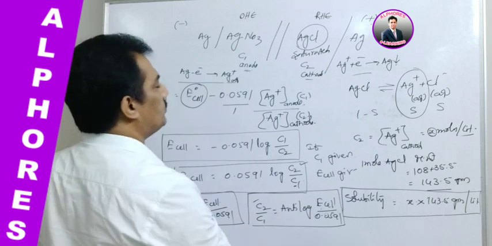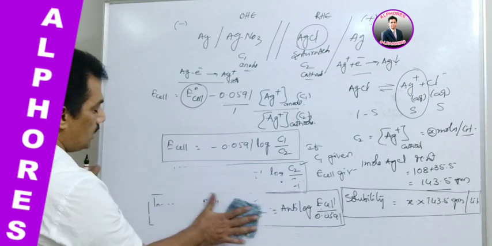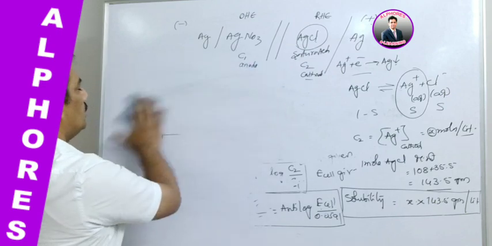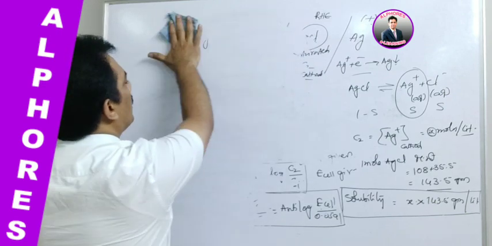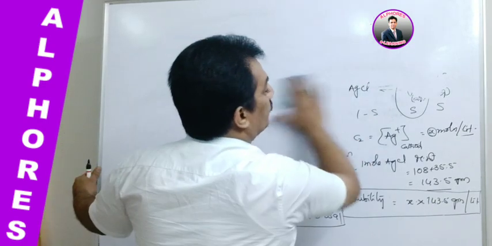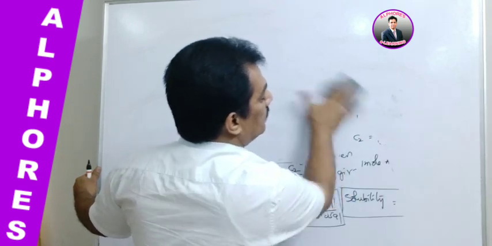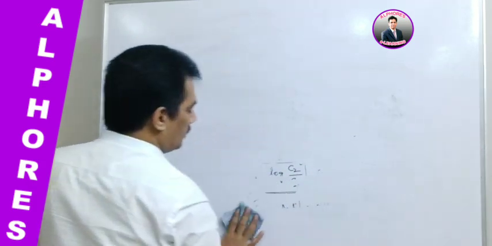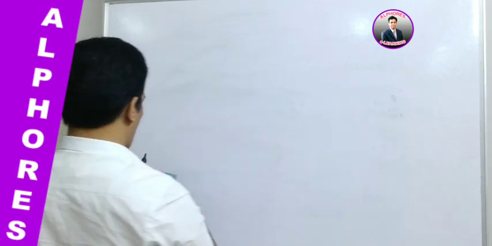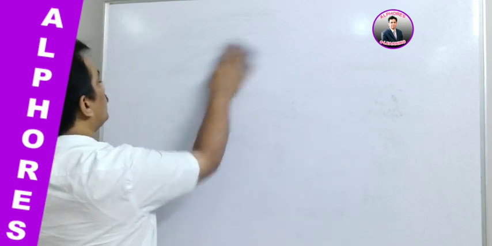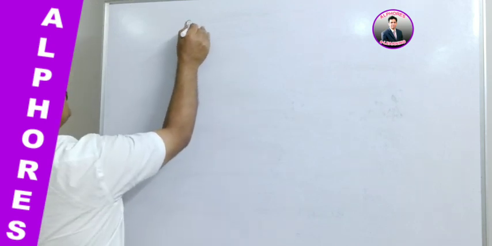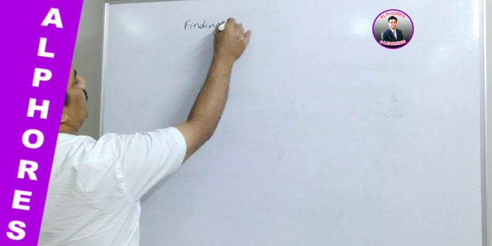Clear? And the next concept is finding the valency. Valency, or oxidation state, whatever it may be. In finding the valency of a metal or non-metal, for convenience we are taking the metal. From this concentration cell concept, the valency here is nothing but n. n is the number of electrons involved in migrating from anode to cathode. And how are we getting that? For that purpose, finding valency.